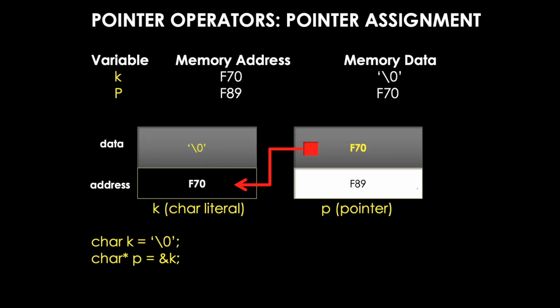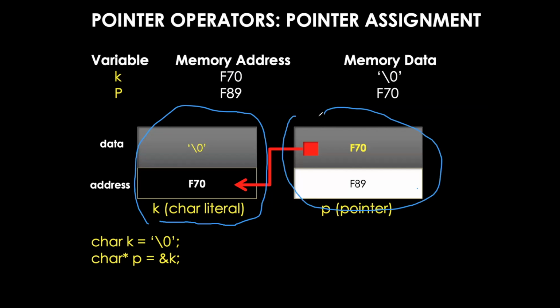We have two variables. One of them is a char literal. This char literal is right here. And the other variable is a pointer. It's a char pointer. Both of them are declared on the stack. Char K has a value of 0. This is null. Whereas P contains the address of K, by virtue of writing this, P equals ampersand K. So we know this ampersand is address-of in C++.